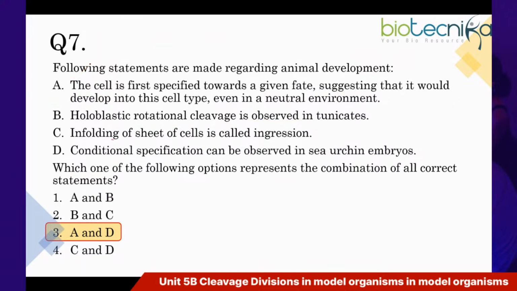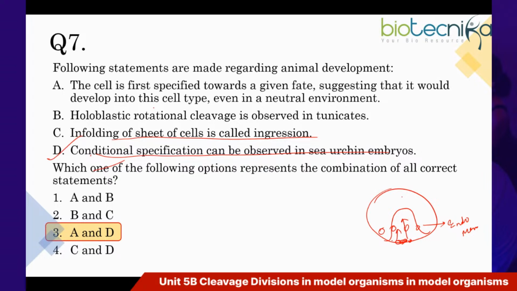To confirm the other, infolding of sheet of cells is called ingression. No, infolding means it can be either invagination, or if it is an expanding infolding, then it will be involution. Then conditional specification can be observed in sea urchin embryo. Yes, just now we had discussed about the micromeres. So the large micromeres are giving signal to the cells above them to form the endoderm and the mesoderm. So they go inside and they invaginate, isn't it? They start invaginating. So that's nothing but conditional specification where they are giving signal to another set of cells. So D is correct. Okay.